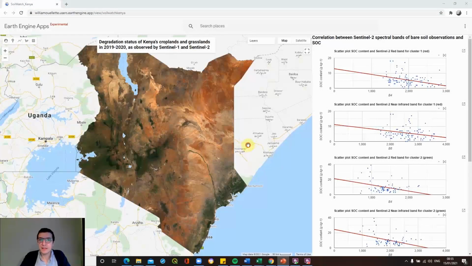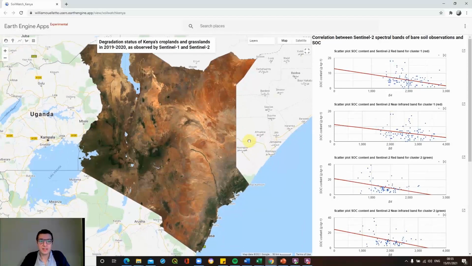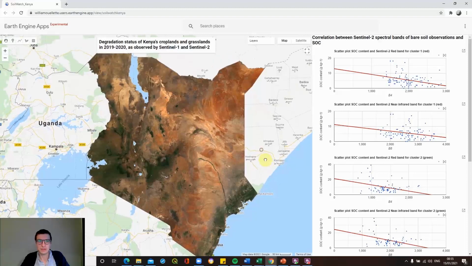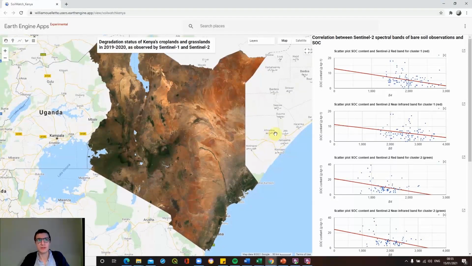Hi again. So we have actually compiled most of our outputs and the data from our prototypes into a Google Earth Engine app, as it's a very convenient tool to convey spatial information and analysis output.